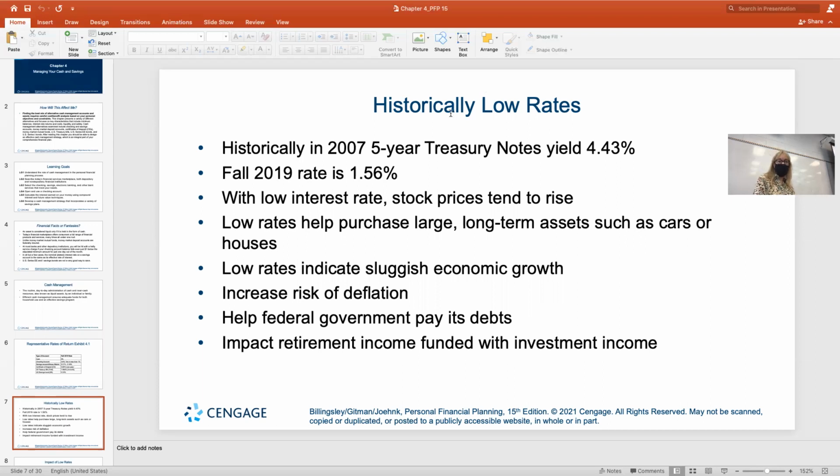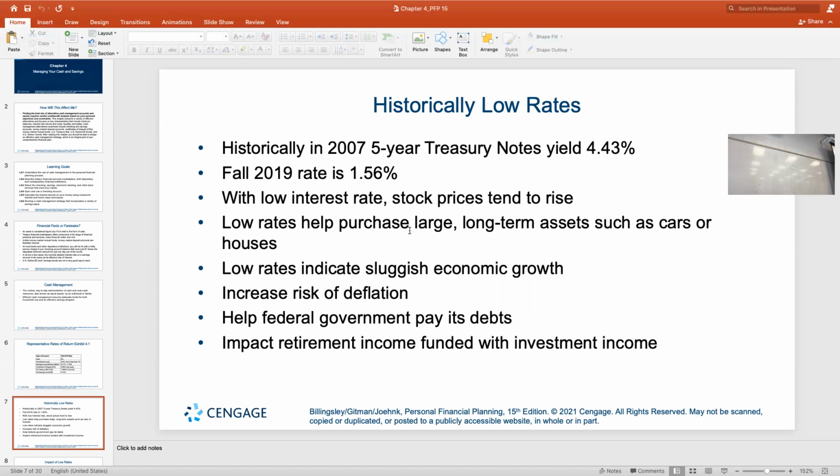So here, in 2007, Treasury notes, these are bonds, notes are bonds, US government bonds, were paying 4.5%. Down to 2019, they're down to 1.5%. So that's really why stock prices have gone up so much, because when interest rates are low, stock prices tend to rise. It's another reason why the housing market has done so well after the whole fiasco of 2007 to 2009. The housing market has done well because interest rates are so low.